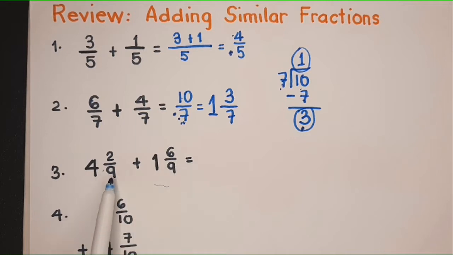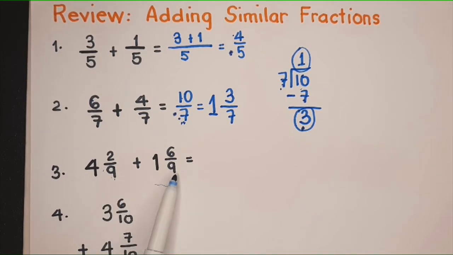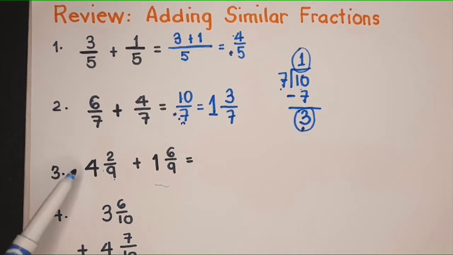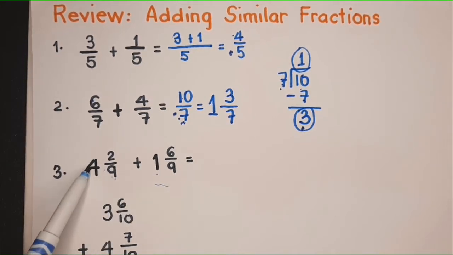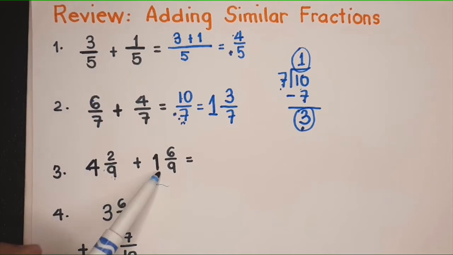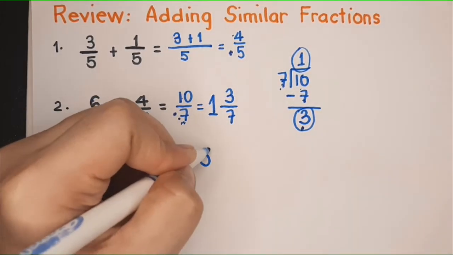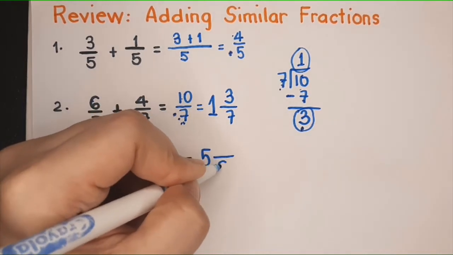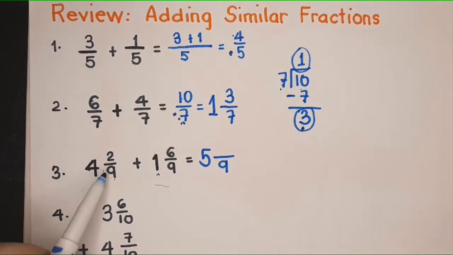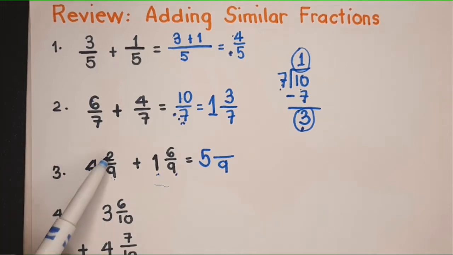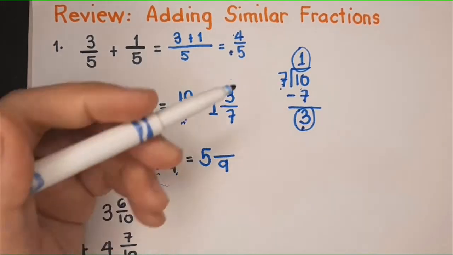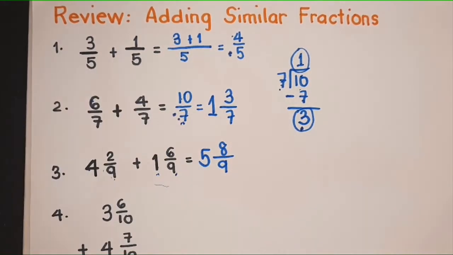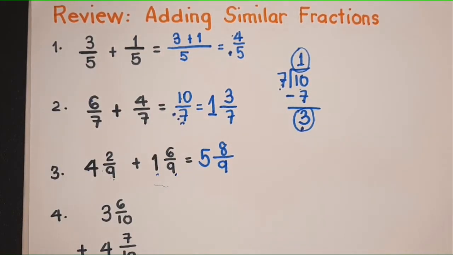Pero similar pa rin yan kasi they have the same denominator. So, all you have to do is you add the whole numbers. So, it's like 4 plus 1, you'll get 5. Right? And then, you add the fractions. Since similar sila, you copy the denominator and then you add the numerators. So you have 2 plus 6, you will get 8. So that's the final answer.